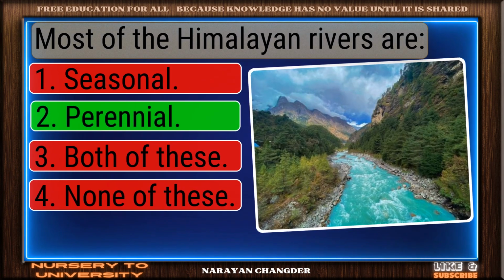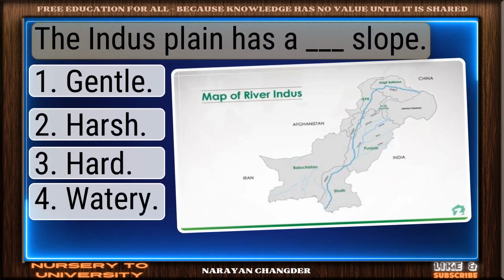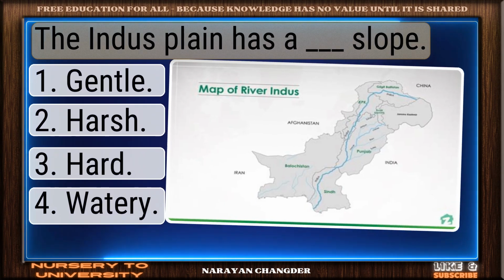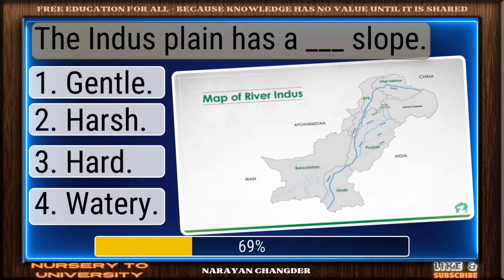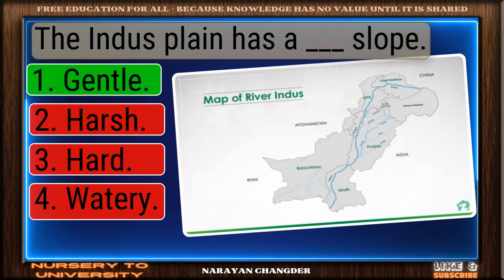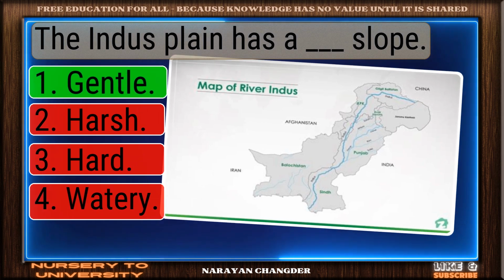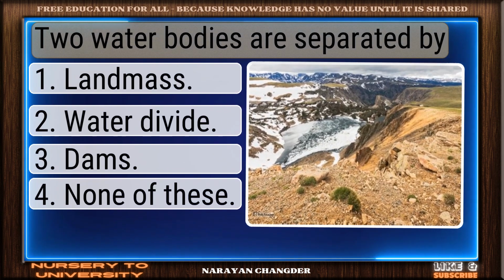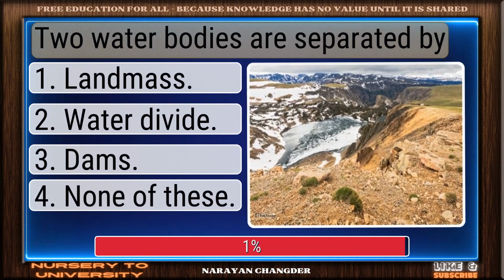Bravo. Perennial is the answer. Question number 172. The Indus Plain has a dash slope. Well done. Gentle is the right choice. Question number 173. Two water bodies are separated by?